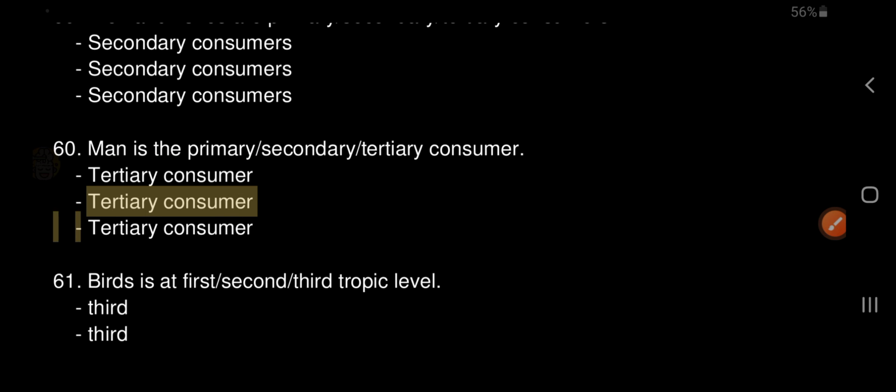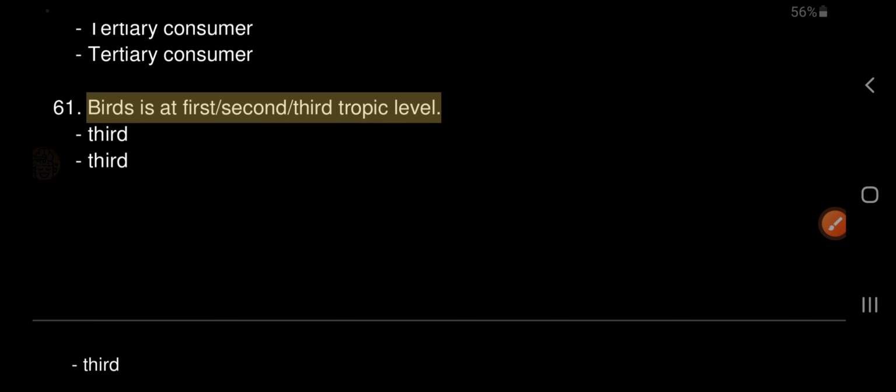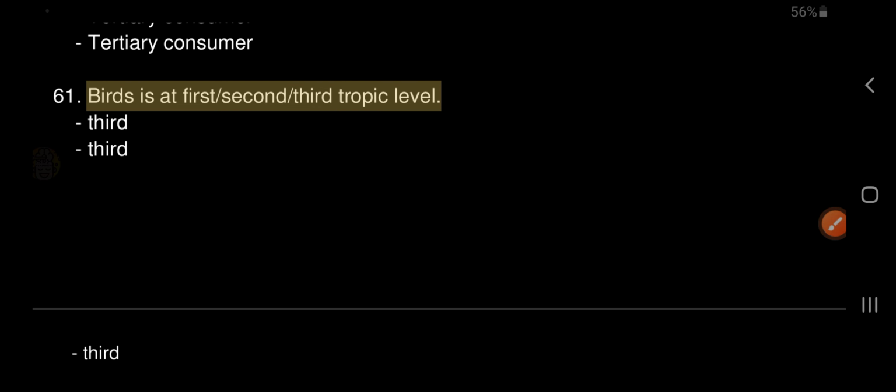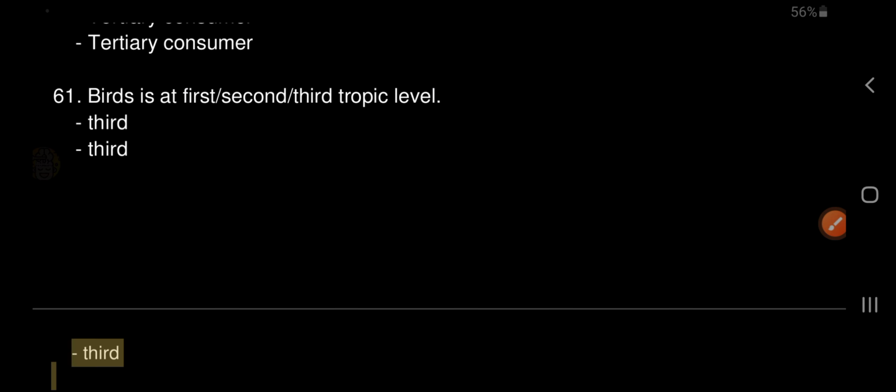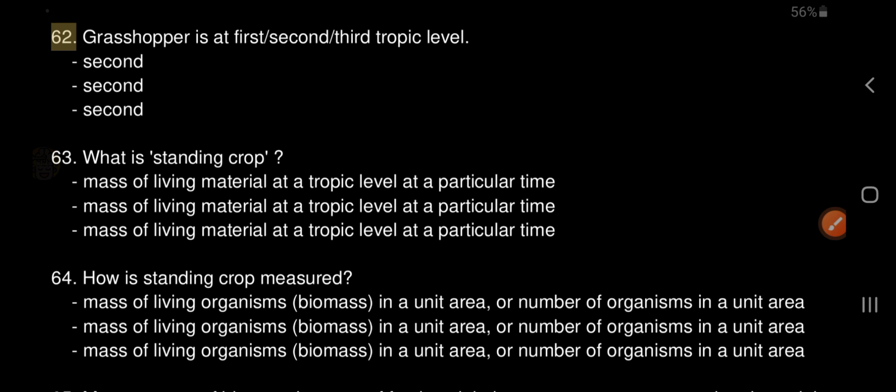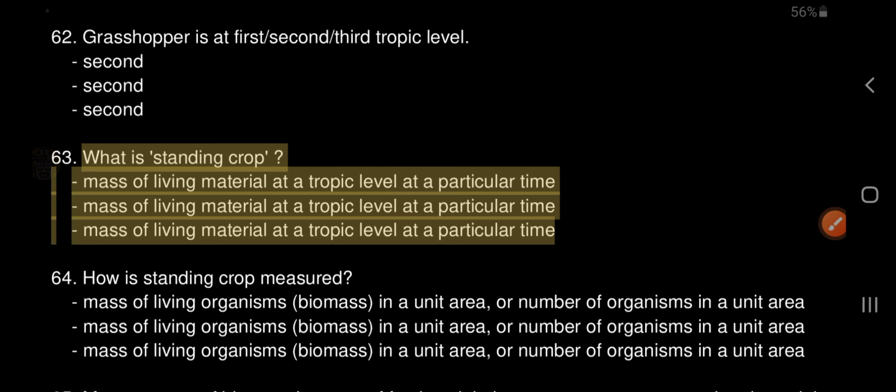61. Birds is at first, second, third trophic level. Third. 62. Grasshopper is at first, second, third trophic level. Second. 63. What is standing crop? Mass of living material at a trophic level at a particular time.